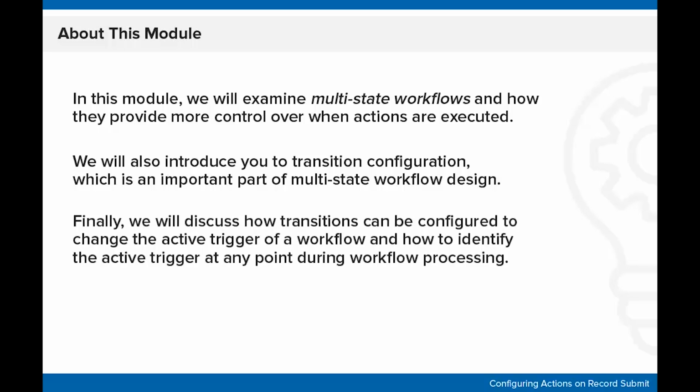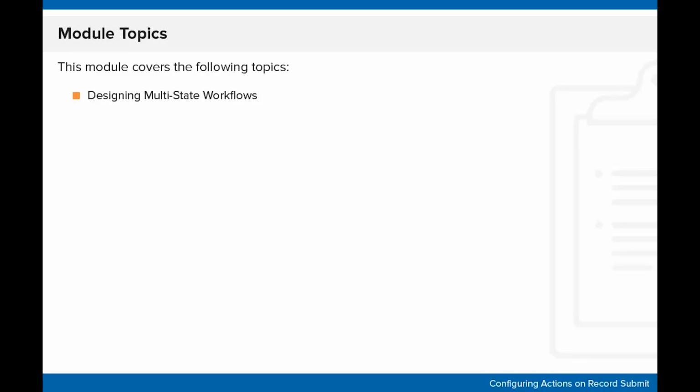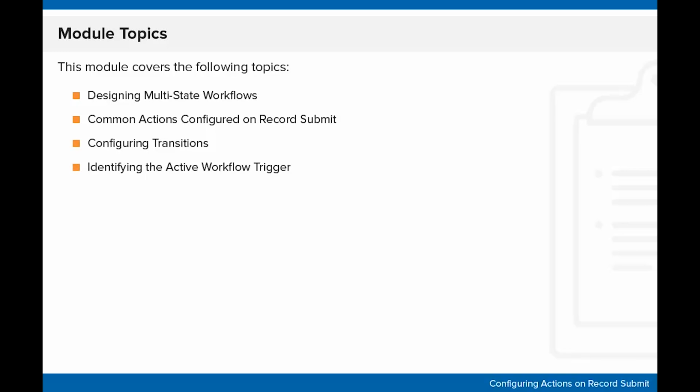Finally, we will discuss how transitions can be configured to change the active trigger of a workflow, and how to identify the active trigger at any point during workflow processing. In this module, we will discuss the following topics: designing multi-state workflows, common actions configured on record submit, configuring transitions, and identifying the active workflow trigger.